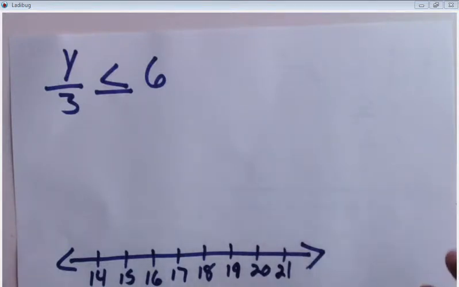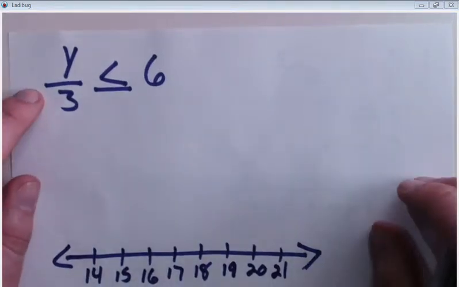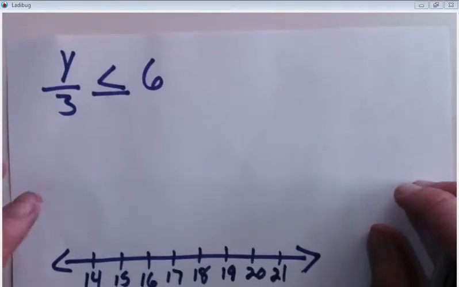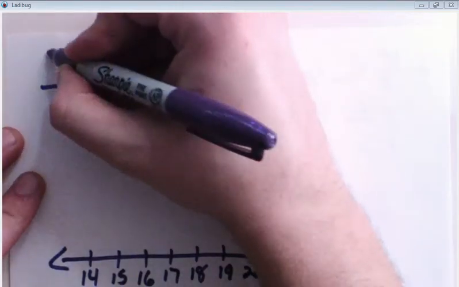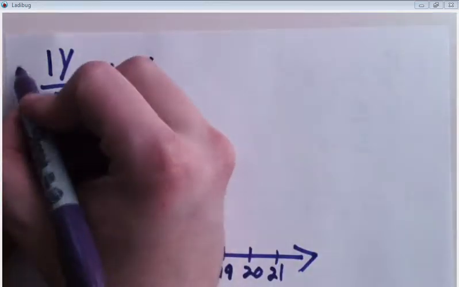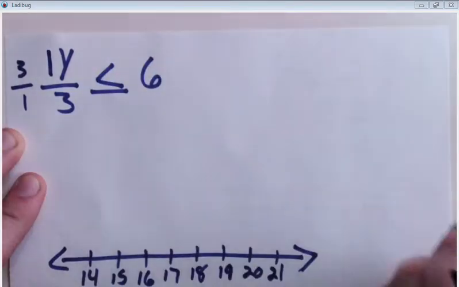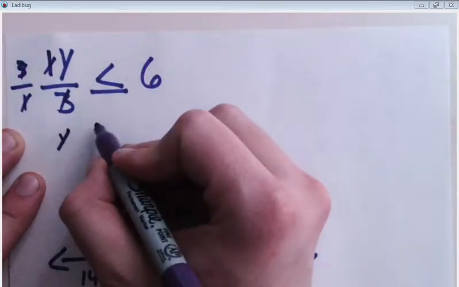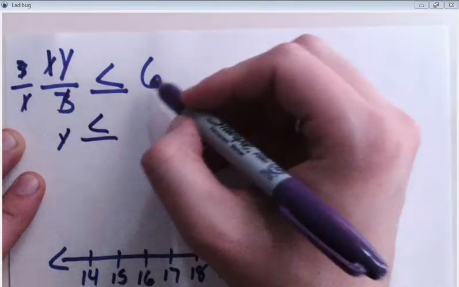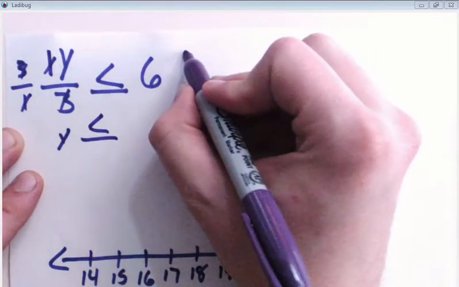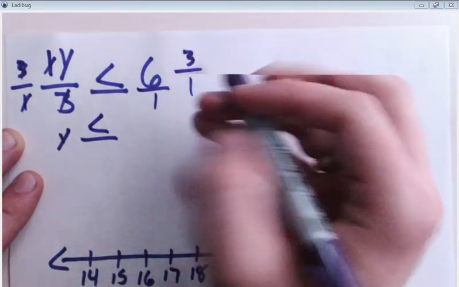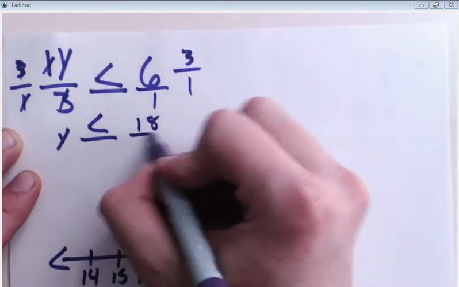Okay, so here's example number 2, and we are now dividing, and we've got our variable in the numerator. So once again, when we multiply and divide, we're going to multiply by the reciprocal. So y is the same as 1y, so the reciprocal is going to end up being 3 over 1. Well, again, these are going to cancel out, and we're left with y is less than or equal to, but I've got to multiply the 6 by the reciprocal, which is 3 over 1. Put 6 over 1. 6 times 3 gives me 18. 1 times 1 gives me 1.